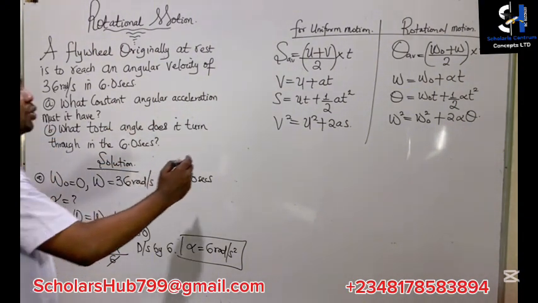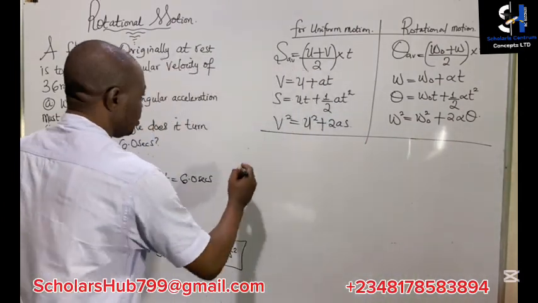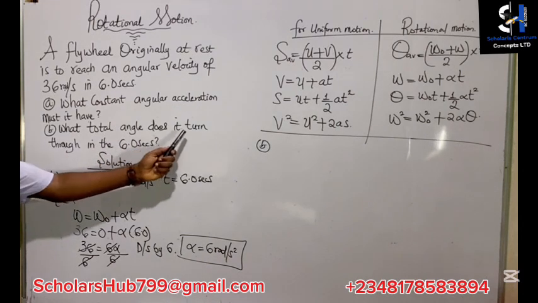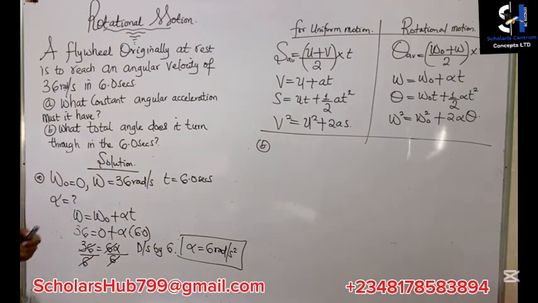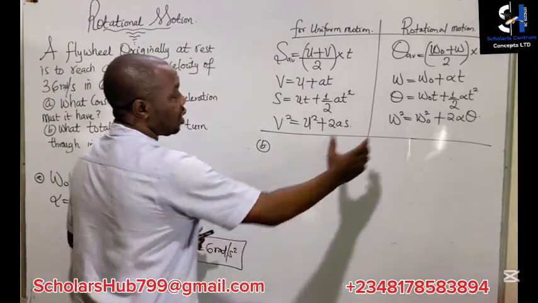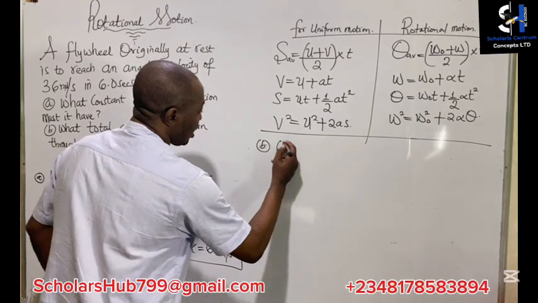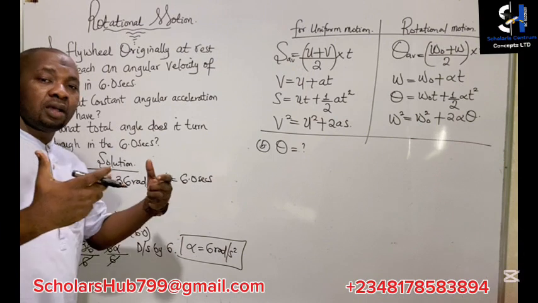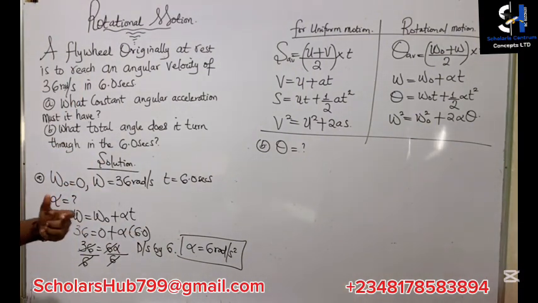Okay, so that's it. Now for the second question: what total angle does it turn through in the 6.0 seconds? That is, what is the angular displacement? So we're going to make use of the formula for angular displacement, which is what we're looking for, the total angular displacement, or total distance covered.